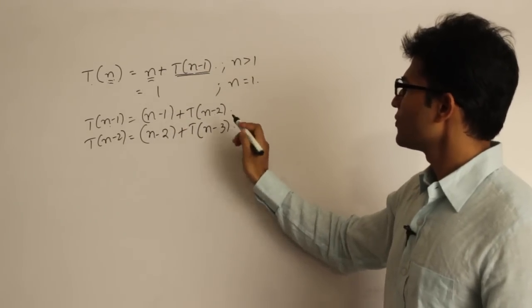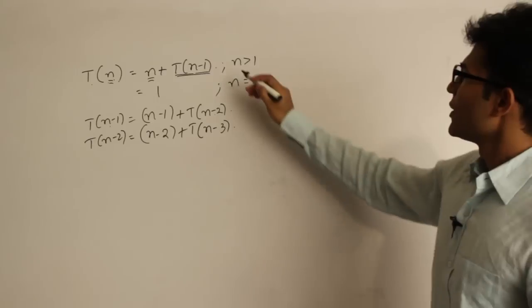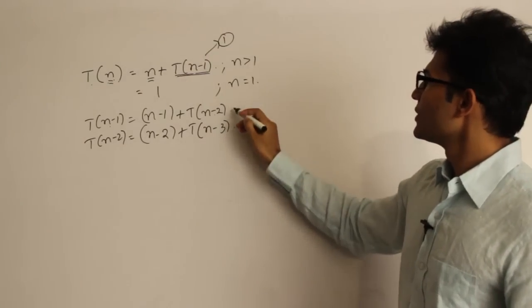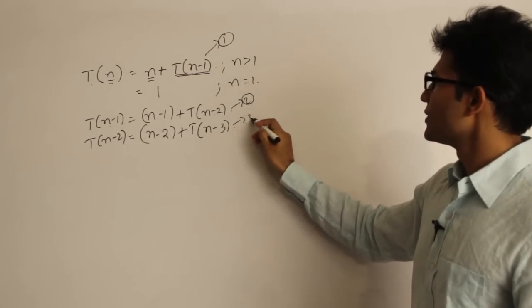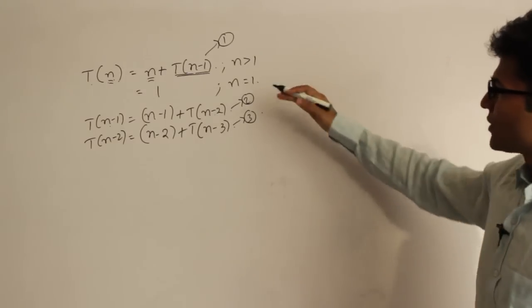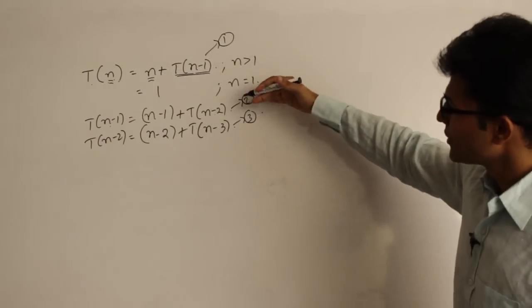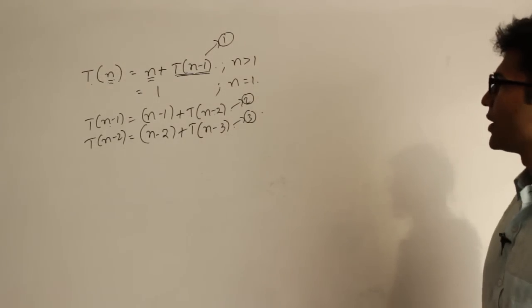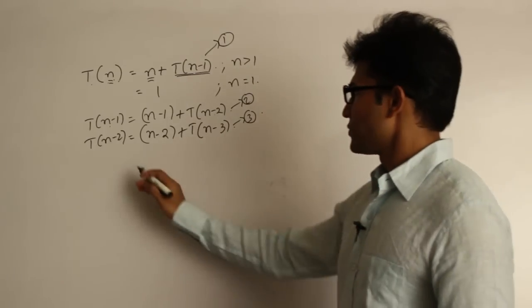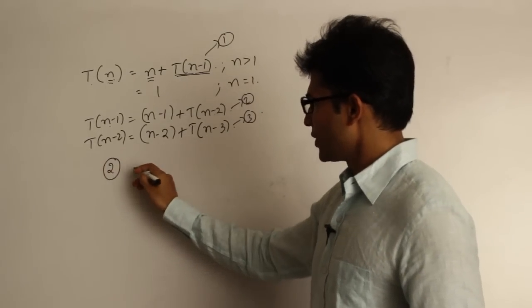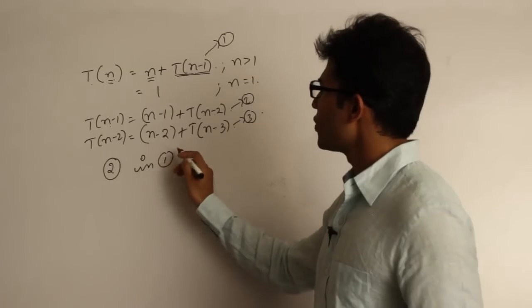Then we get T of n minus 3, right? So let me call this equation 1, this equation 2, and this is equation 3. Keep on substituting the equations with higher numbers into equations with lower numbers. So let us say I want to substitute equation number 2 in equation number 1. Then what do we get?